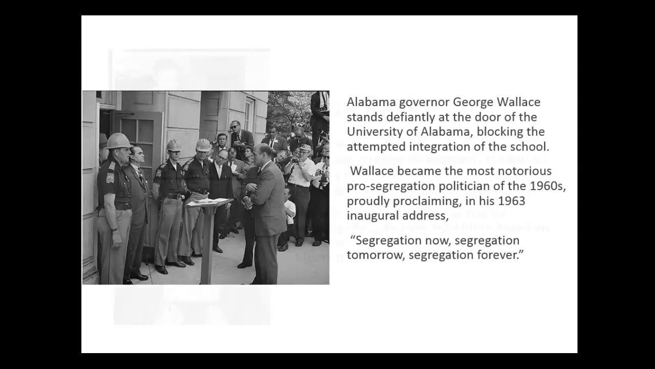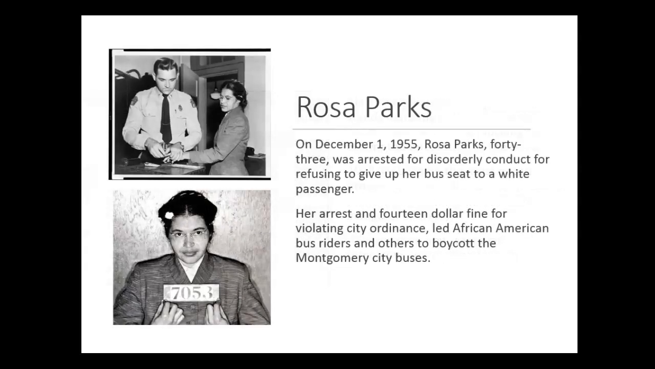As the movement took shape, black activists began to fight to end segregation in other public spaces. On December 1st, 1955, 4 months after Dale's murder, Rosa Parks, 43 at the time, was arrested for disorderly conduct for refusing to give up her bus seat to a white passenger.